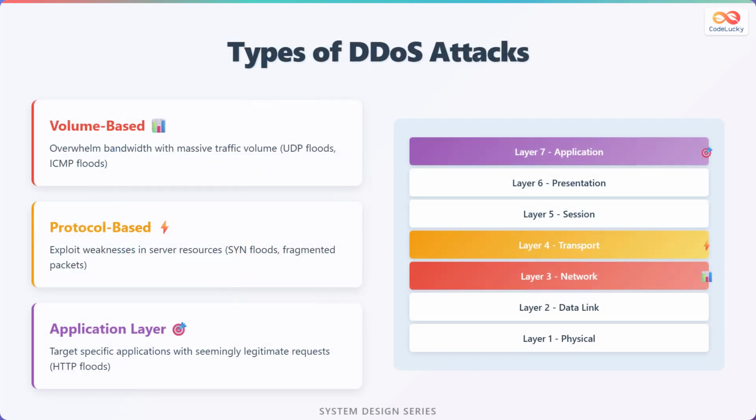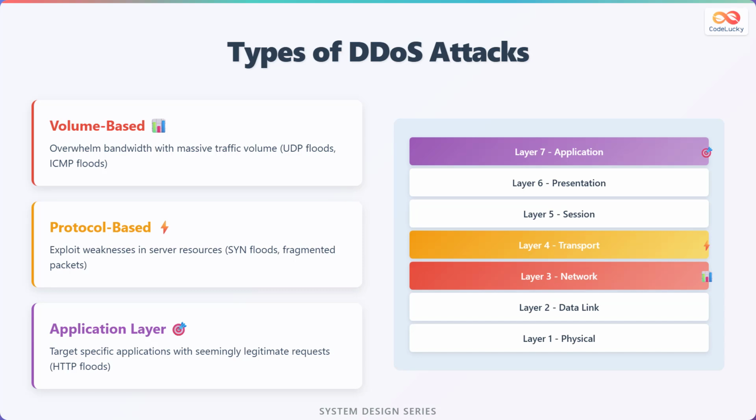Let's examine the different types of distributed denial of service attacks. These attacks can be broadly categorized into three main types: volume-based attacks, protocol-based attacks, and application layer attacks. Volume-based attacks aim to overwhelm the bandwidth of the target network. Protocol-based attacks exploit weaknesses in server resources to disrupt services. Application layer attacks target specific applications, often using seemingly legitimate requests to overwhelm the server.